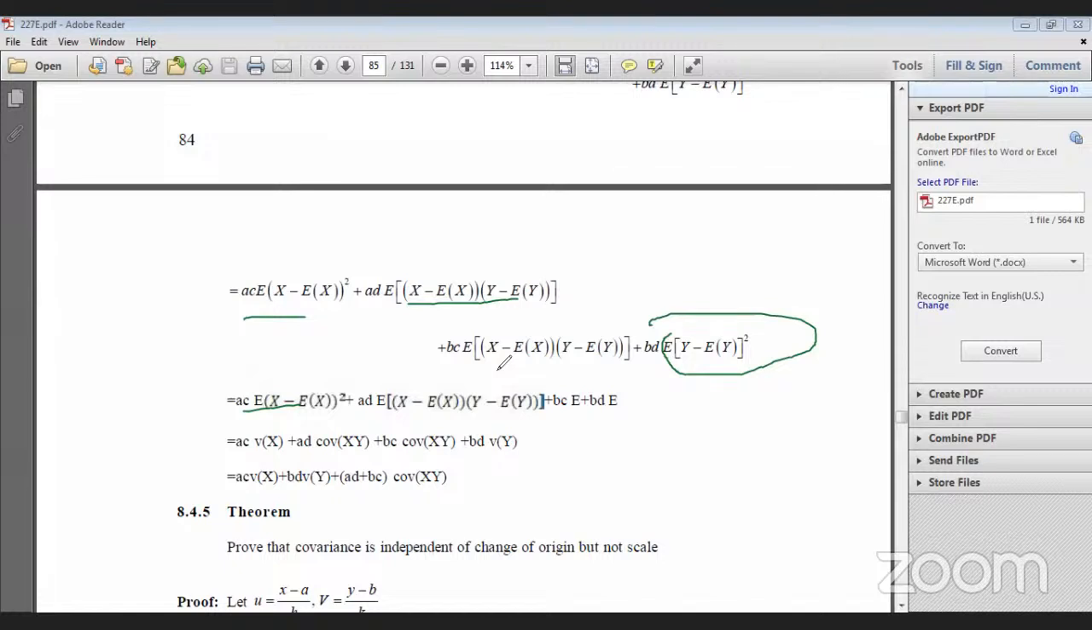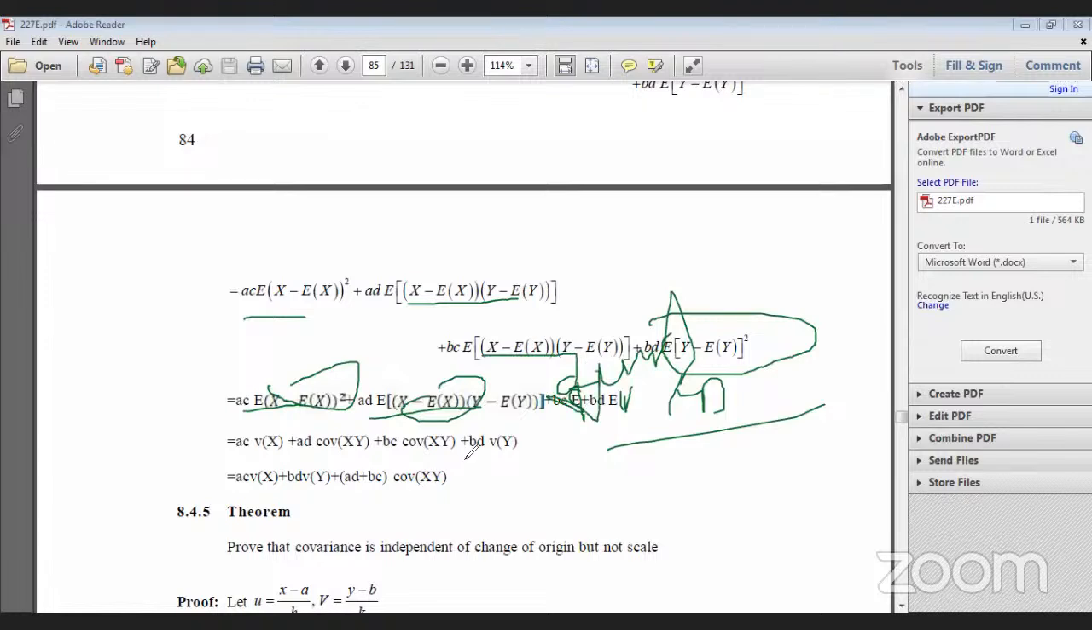BD into E minus of y whole square, that is variance of y. Here also covariance of xy. Then AC into E of x, this is xy. We missed this here, everything must be written, BC covariance of xy. Therefore AC E of x BD, this is also covariance xy, covariance xy. I am taking the two common.